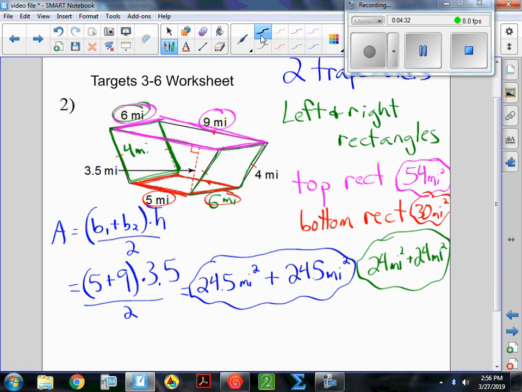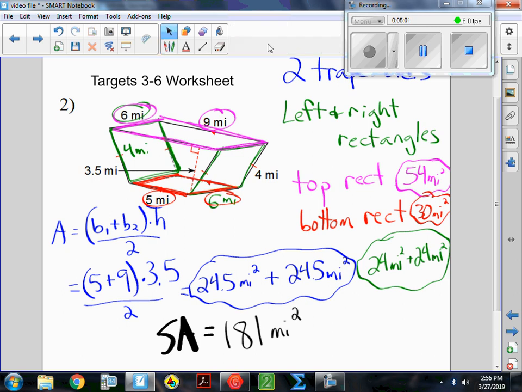So I'm going to add all those together. So surface area equals, that's too dark. Surface area equals 54 plus 30 plus 24 plus 24 plus 24.5 plus 24.5. Missed the plus sign on my calculator. So I think that's 181. So 181 square miles. Made the font thinner so it's easier to see.